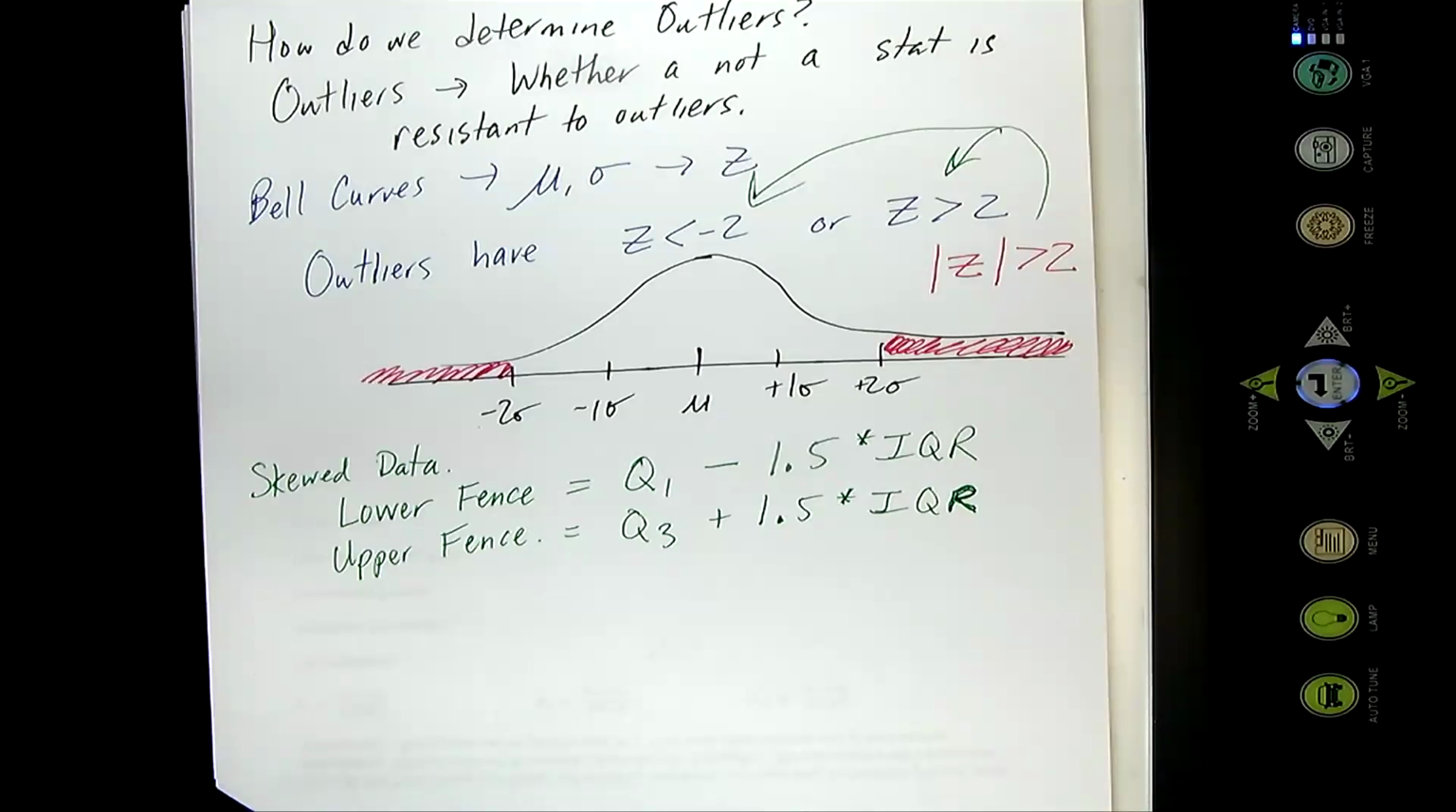I don't think StatCrunch tells you where the fences are, but it will give you all these data values, and we will calculate it by hand. We're gonna do an example in a second.